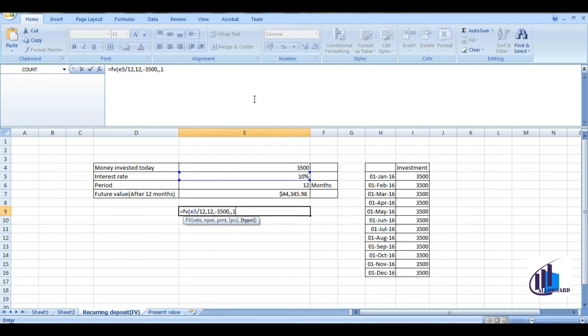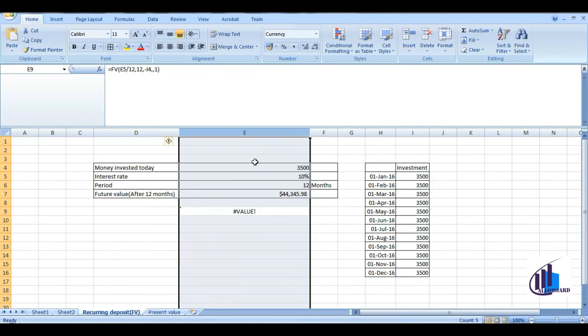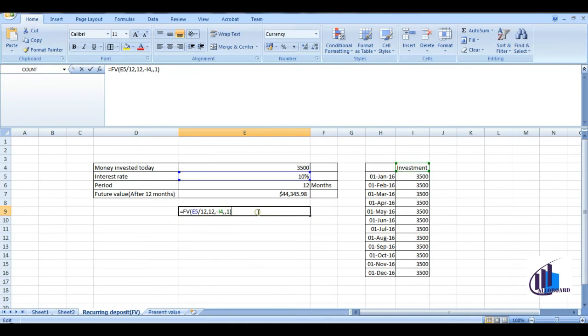With this formula, we can even make this cell based. In this case, it is I4. So let's see what happens. I4 is not the amount. I5 is the amount. So you'll be getting 44,345.98. Same result as we got in the previous cell.